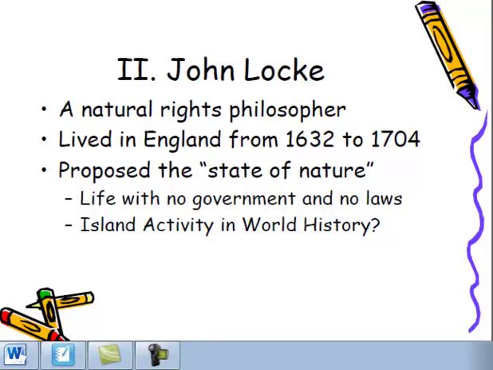But life with no government and no laws, he really believed in that. Some of you may have done the island activity in world history.